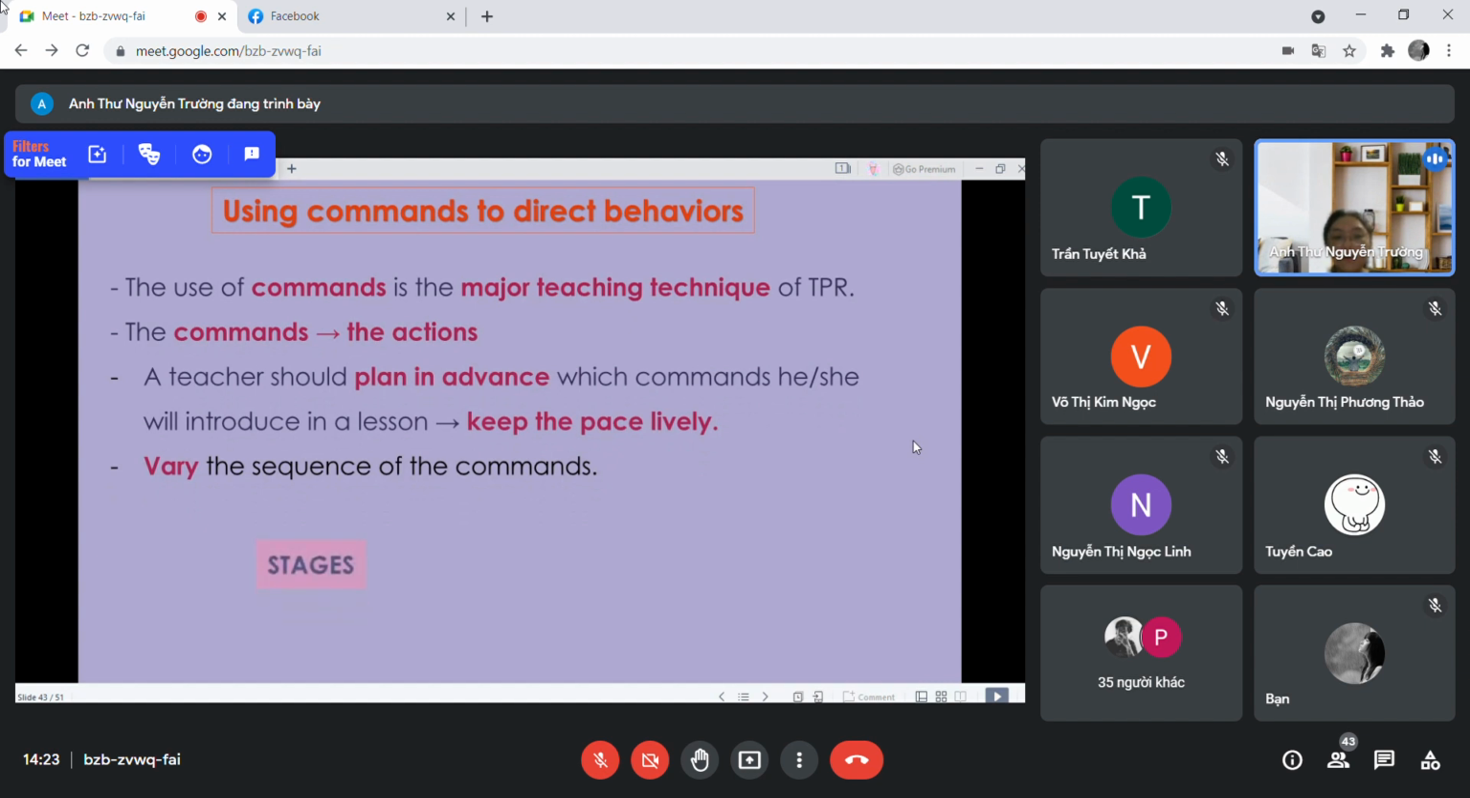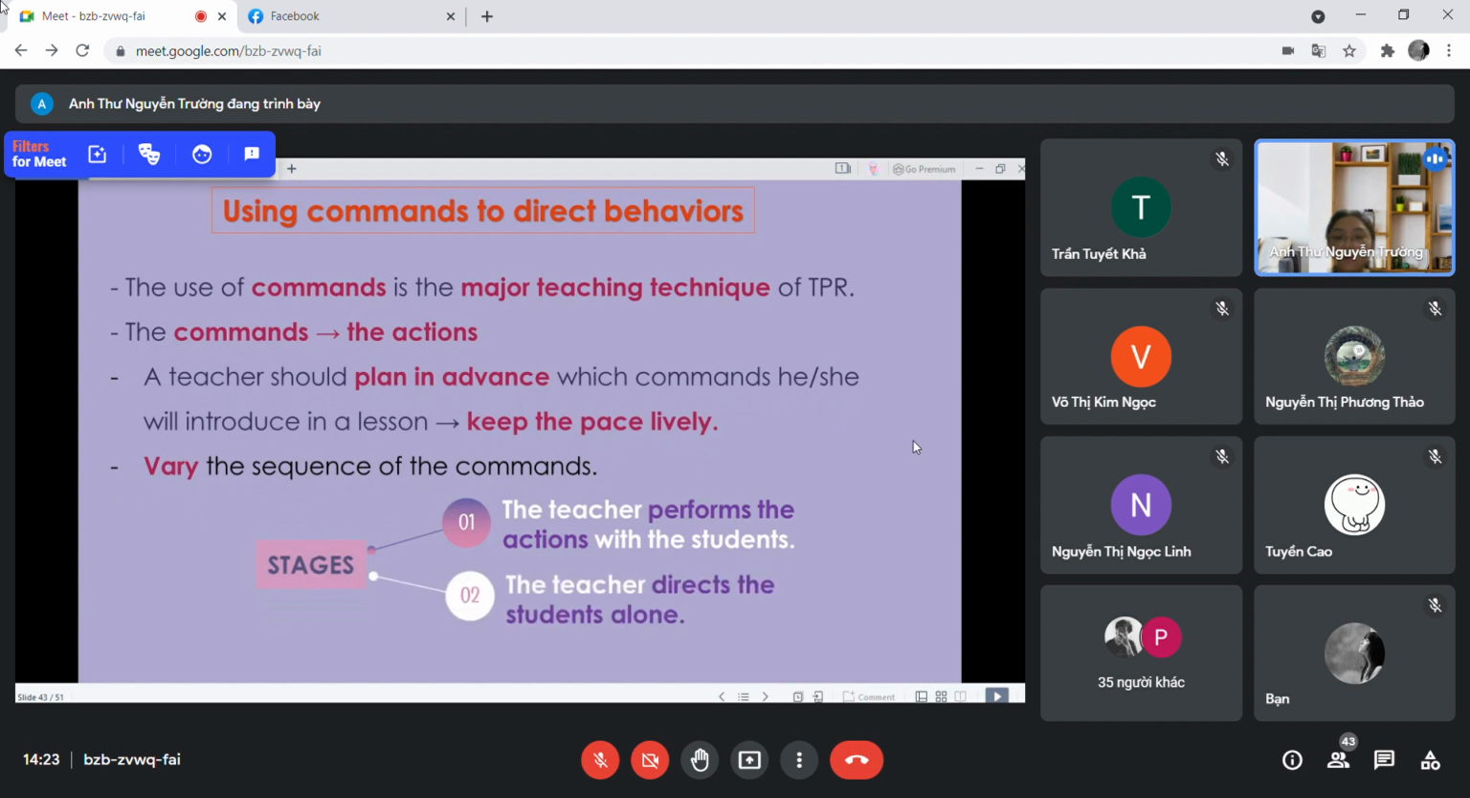And in this technique, at first, to clarify meaning, the teacher performs the action with the students, and then the teacher directs the students along. The students' actions tell the teacher whether they understand the commands or not.